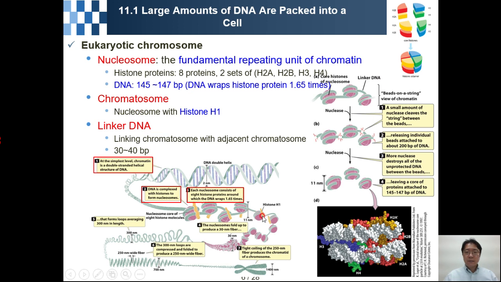Between chromatosomes, there is a link DNA. The link DNA links a chromatosome with the adjacent chromatosome. The length is 30 to 40 base pairs. So this is how we measure the DNA length of the nucleosome. This is a nucleosome, and this is a nucleosome.